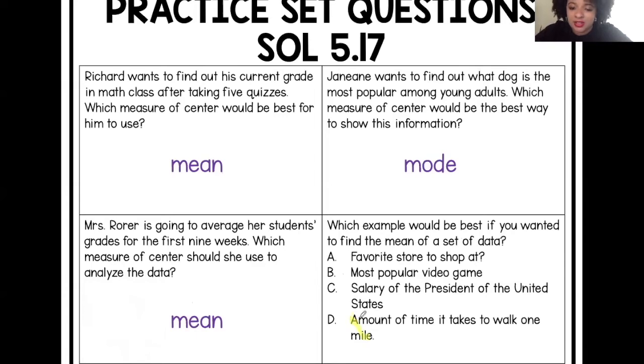You could find the mean of this data by walking several miles and timing yourself and then averaging the amount of time it took you to walk each mile. You could have several people walk 1 mile and then average the amount of time that it took each person. Those are several ways that you could show the mean with the scenario.